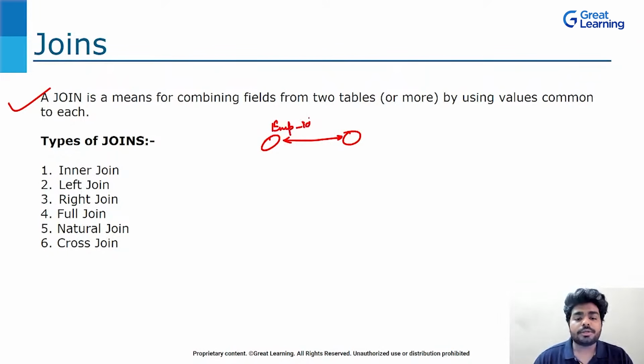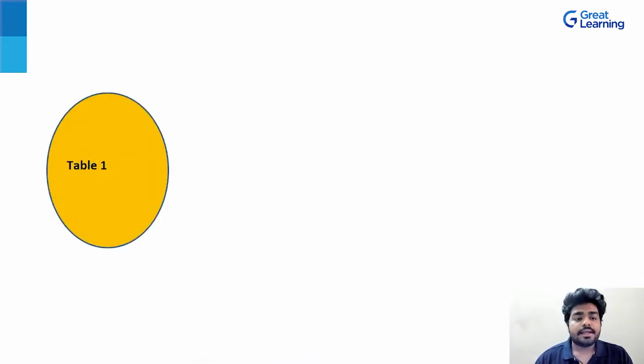So we have one common column, which is employee ID, in both the tables, so we can join them. There are different types of joins: inner, left, right, full, natural, and cross. We are going to discuss all of these right away. Have a look here. Let's understand what this is.